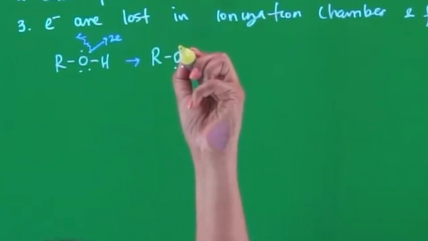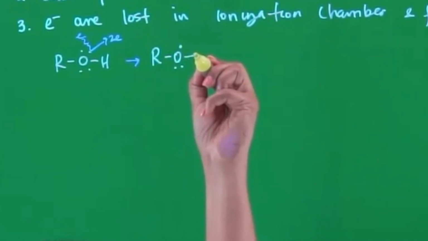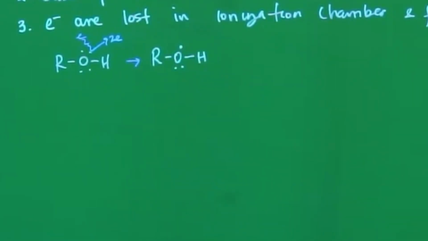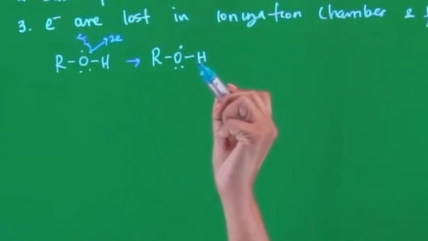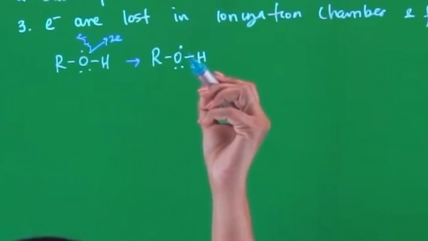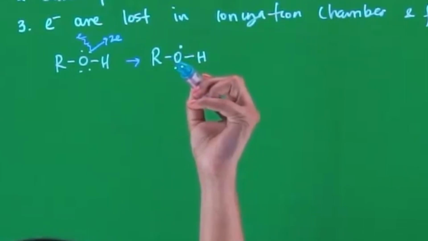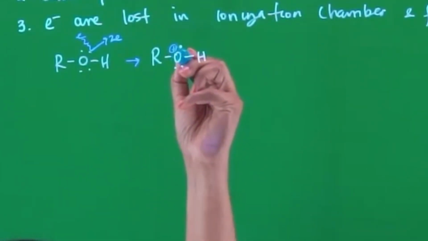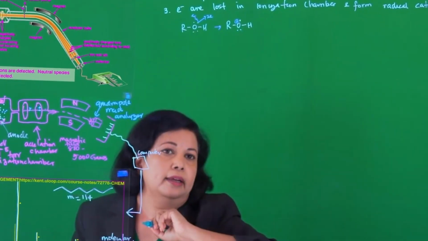So here, why do we call it a radical cation? Because there is a radical here and there's an empty spot there. And if you look at the formal charge of this, oxygen is group 6, but it has 1, 2, 3, 4, 5 in here. So therefore, it will be positive. This is called a radical cation.